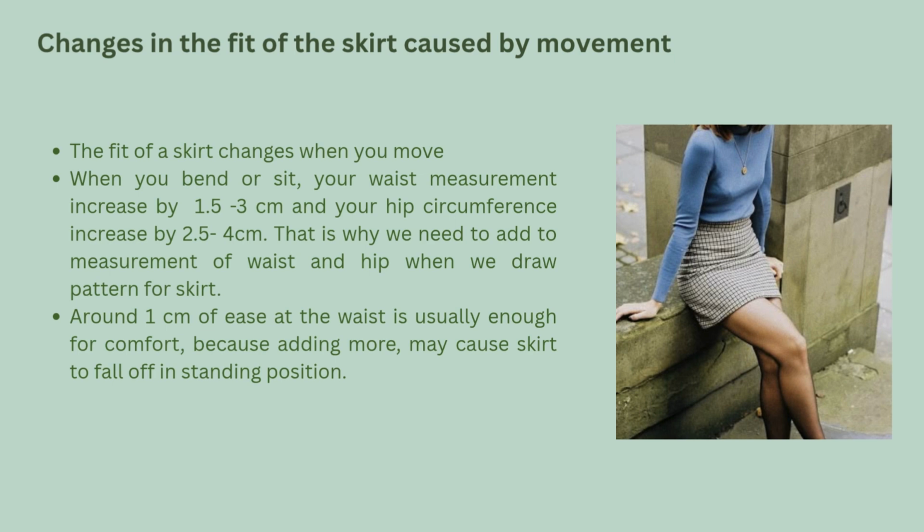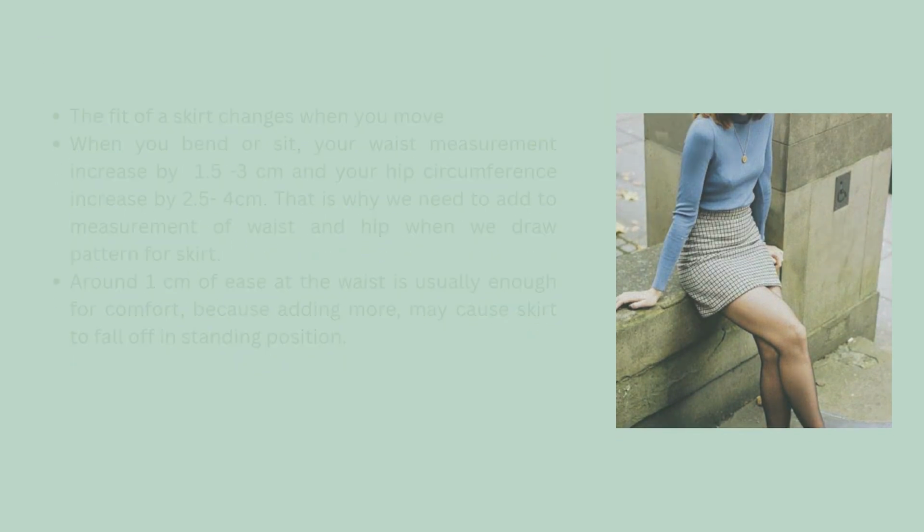If we add that 3 centimeters, the problem is that our waist becomes very loose in a standing position and a skirt might fall off. So we usually add around 1 centimeter of ease at the waist, which is enough, and our body can tolerate the rest of that 2 centimeters, which is missing when we are sitting. Because if we add more, the skirt may fall off in a standing position.